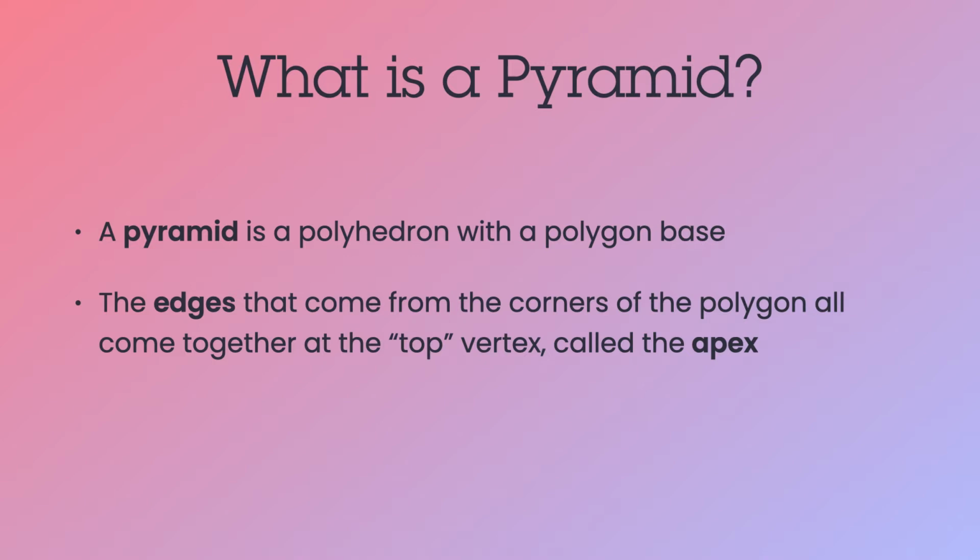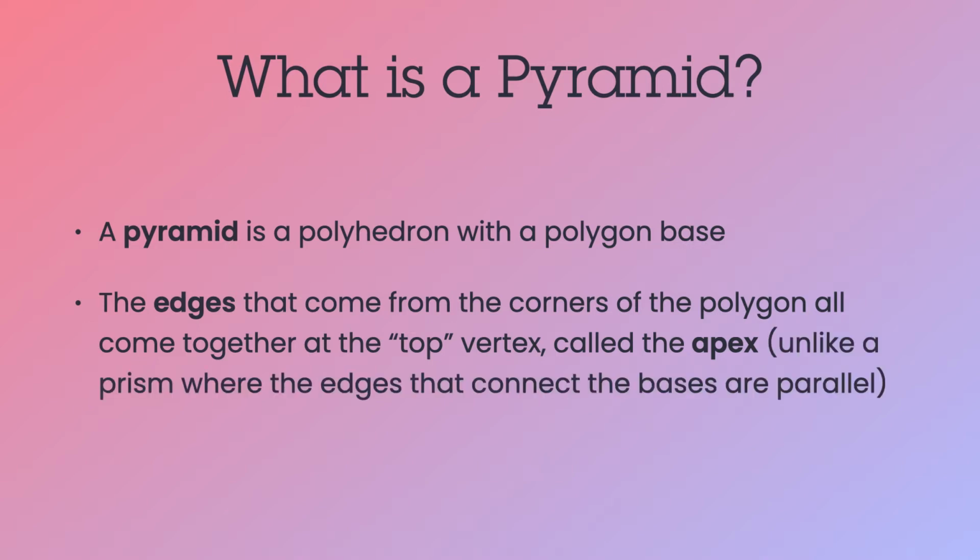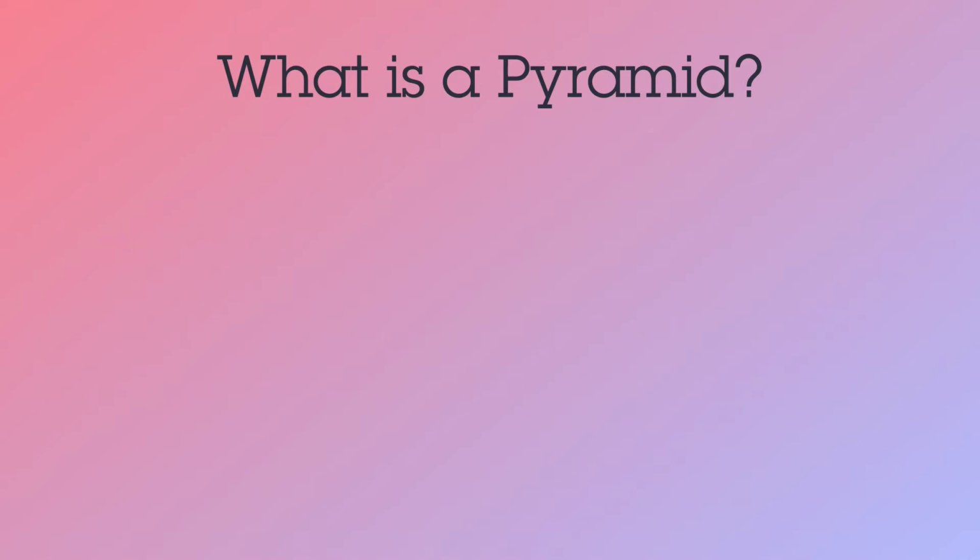So the edges that come up from the corners of that polygon base end up all coming together at a vertex at the top that's called the apex. So this is different from a prism, even though it has a polygon base, because on a prism, those edges that come off of the corners of the polygon base are all parallel. So this one, they're not parallel, they all meet together at one point called the apex.